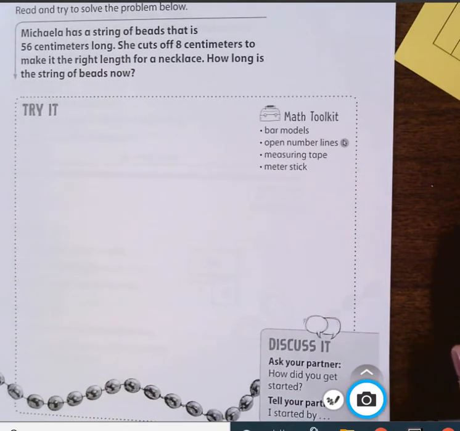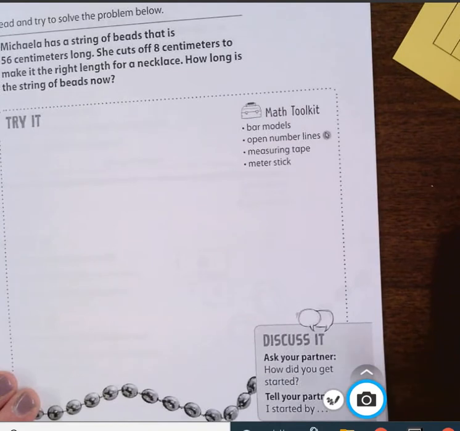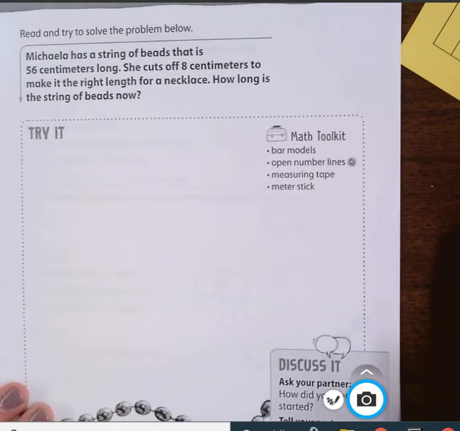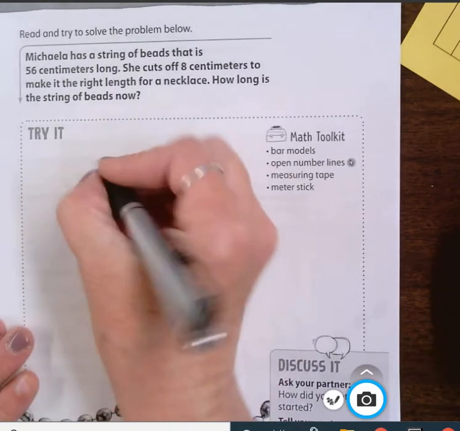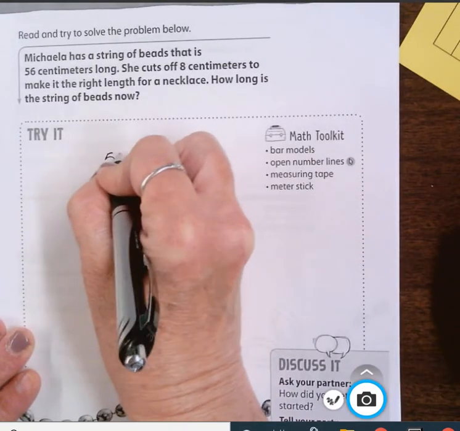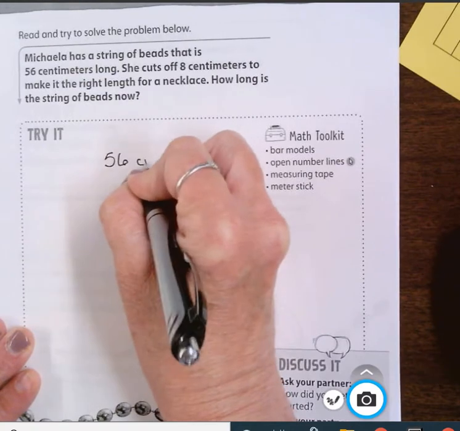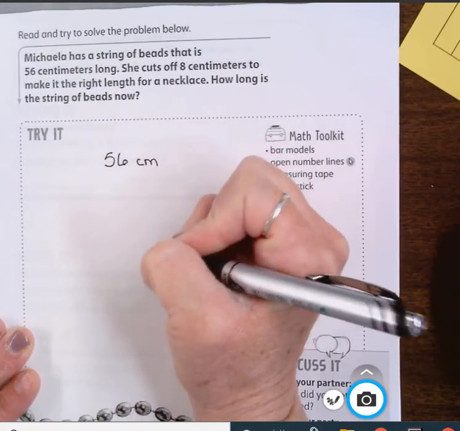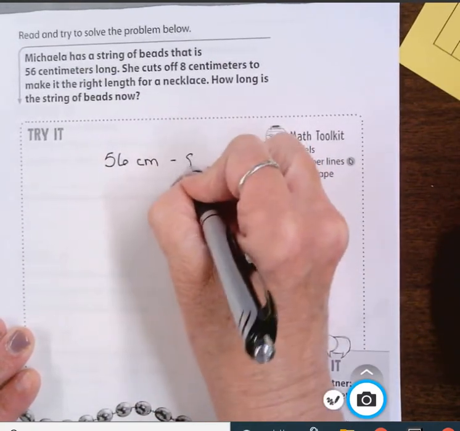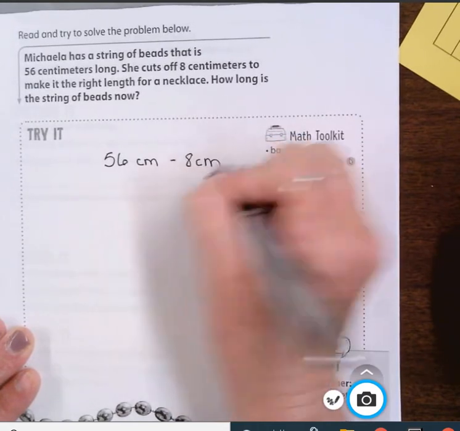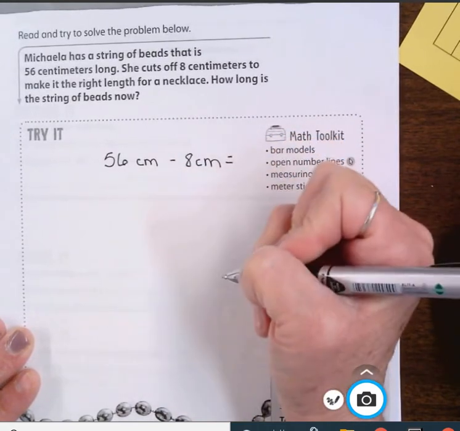It says, Michaela has a string of beads that is 56 centimeters long. She cuts off 8 centimeters to make it the right length for a necklace. How long is the string of beads now? Okay, so we know that she has 56 centimeters and she cuts off 8 centimeters. So what would the answer be?